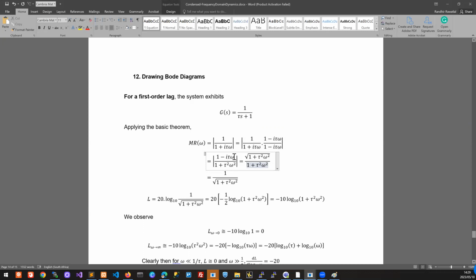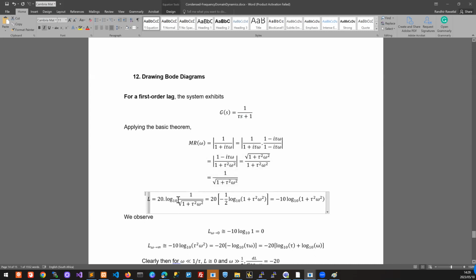And to get the magnitude of this number, we take the square of the real and the imaginary parts. And so that's what we get there. And we can see that the denominator is equal to the numerator squared. So we can divide that, leaving us with that simple form for the magnitude ratio. And of course, looking at this equation, knowing that we need to calculate the log modulus, we take 20 times the log 10 of this.